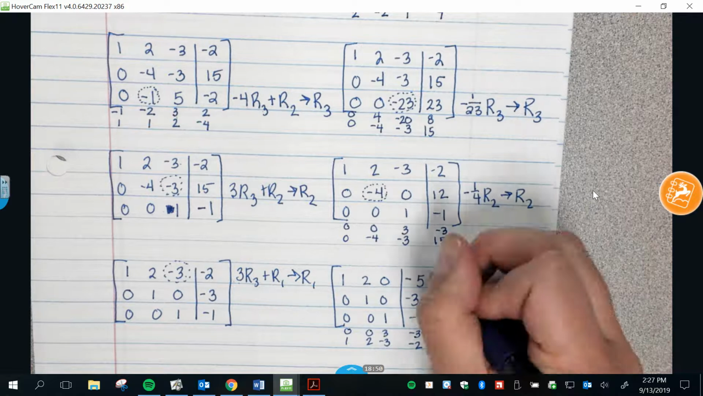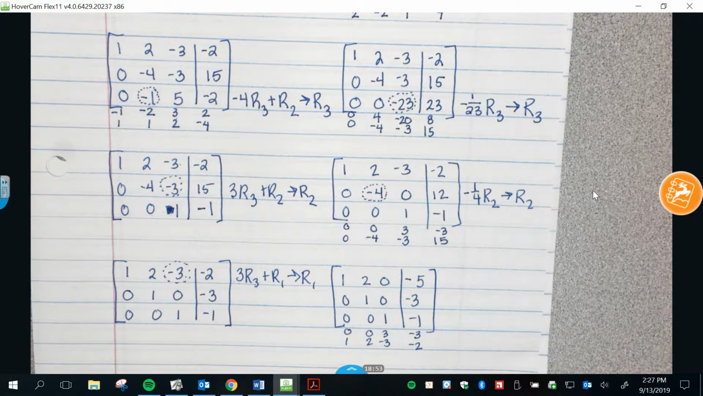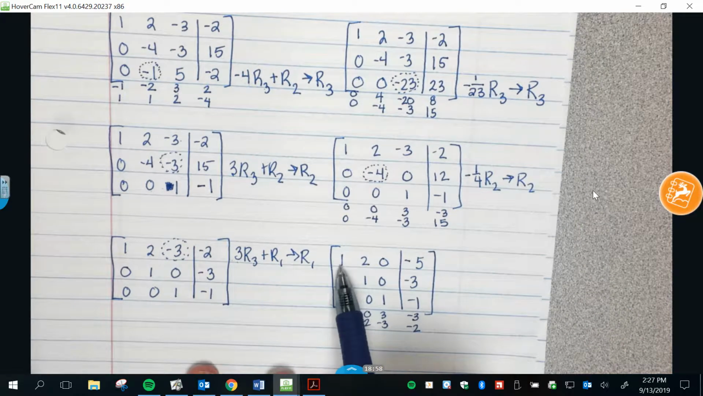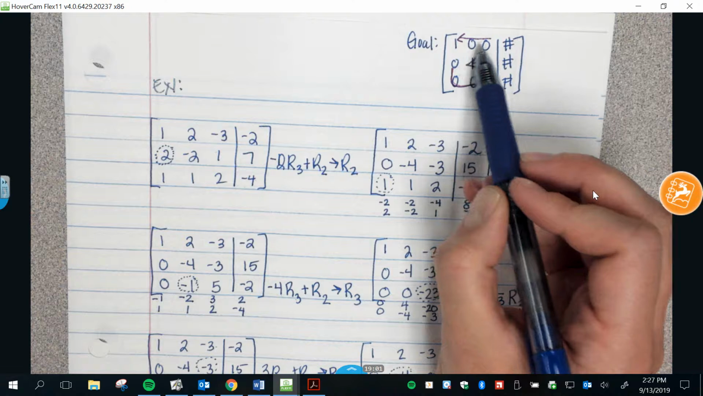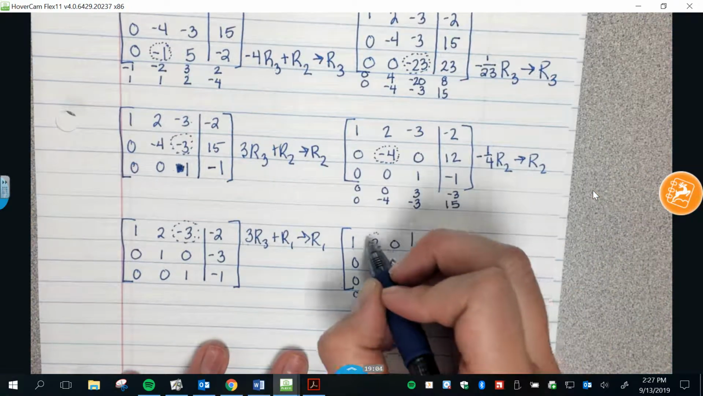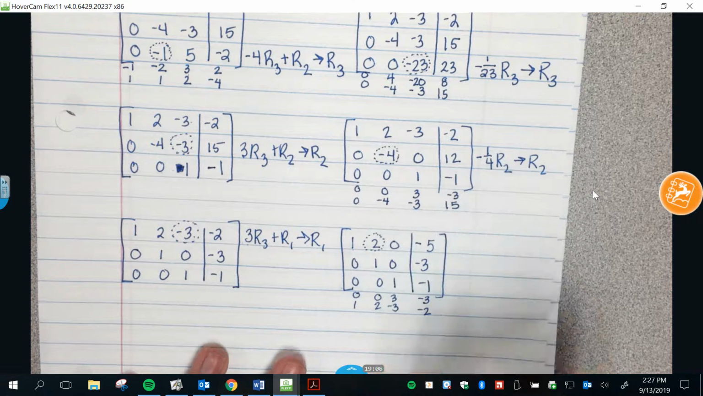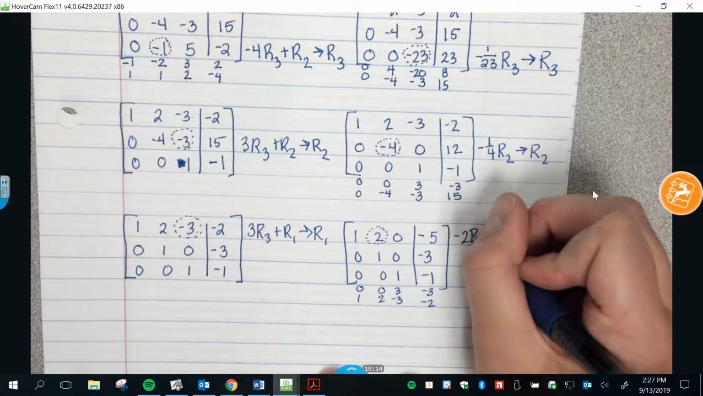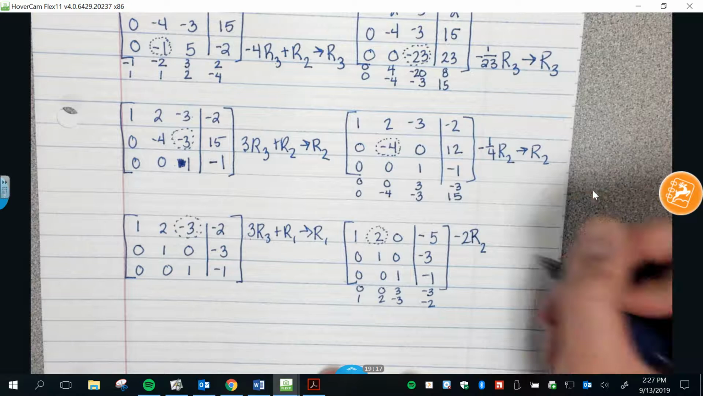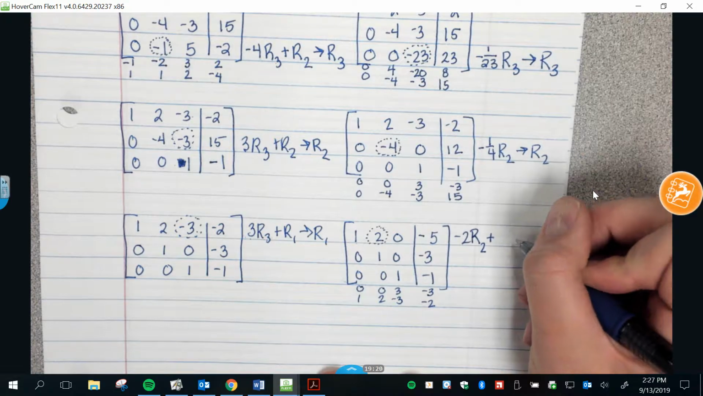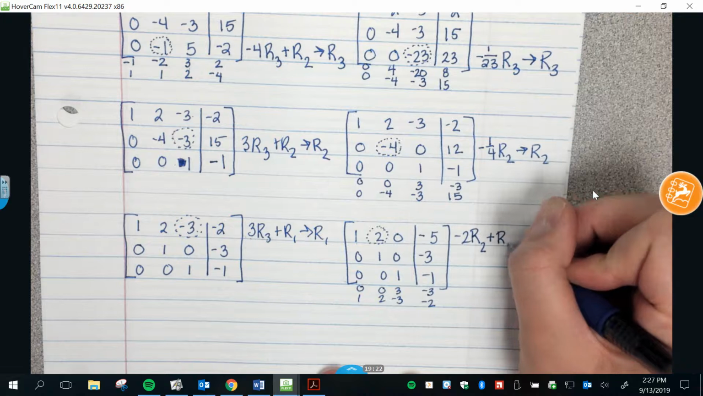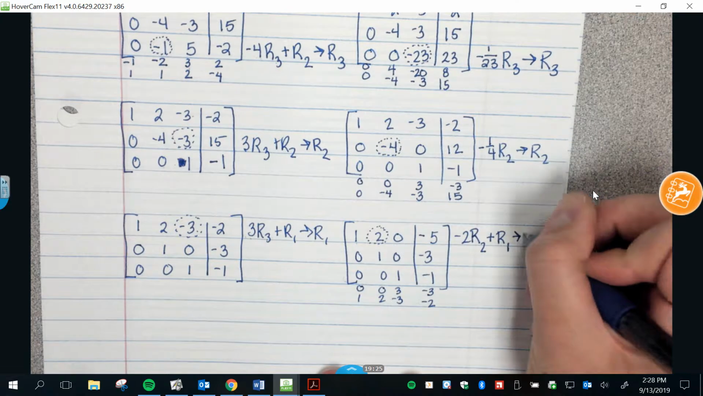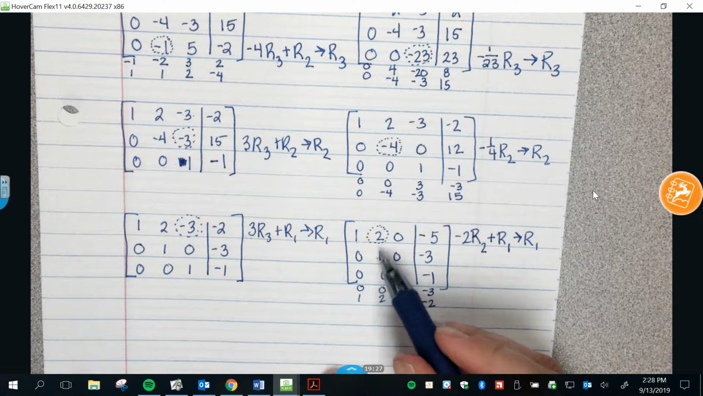All right? Okay, we are almost at the end. The only thing left, thankfully that was a 1 already, so I never have to worry about that, but now I have to make this be a 0. So this 2 has to turn into a 0. Okay, who knows the row command? Negative 2 R2 plus R1 into R1. Negative 2 row 2 plus R1 into R1.